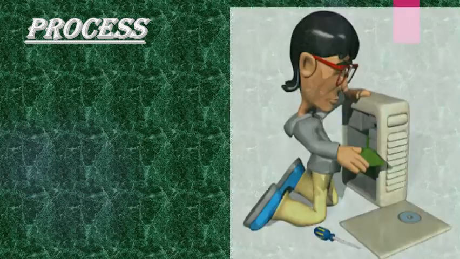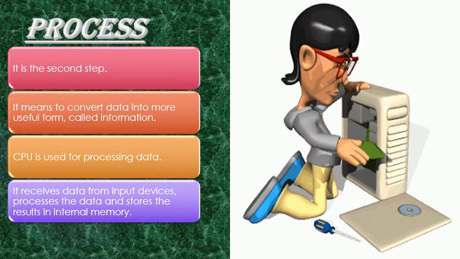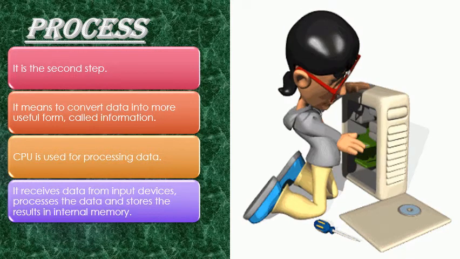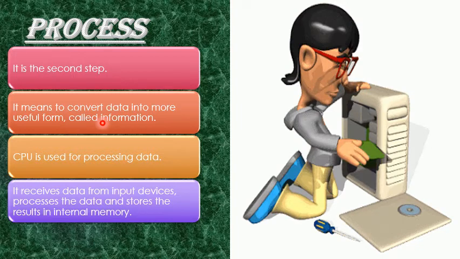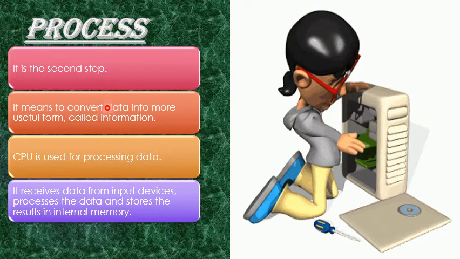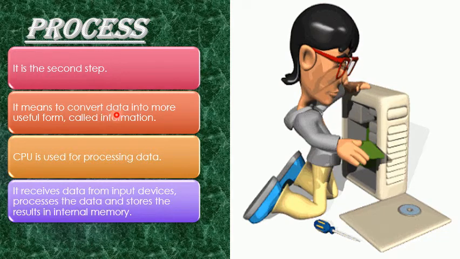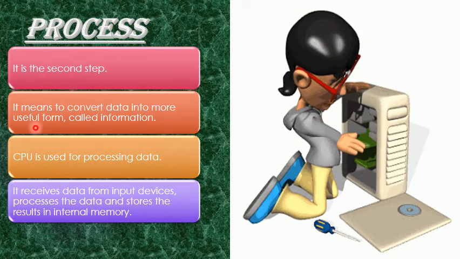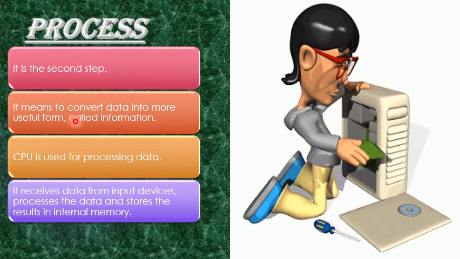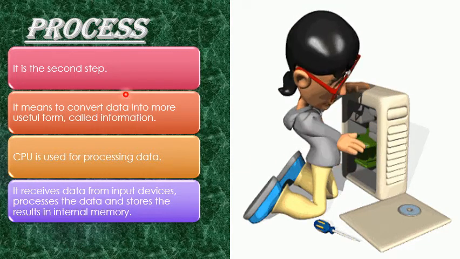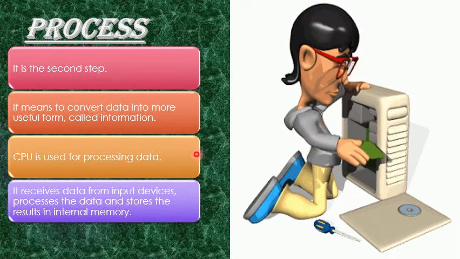Here is the second step of our computer working, and that is process. What is process? It means to convert data into a more useful form called information. Remember, in input what we have given? We have given data to the computer. Now that data would be processed, or converted into a more useful form so it can be understood by the system. And this useful form of the data is called information.